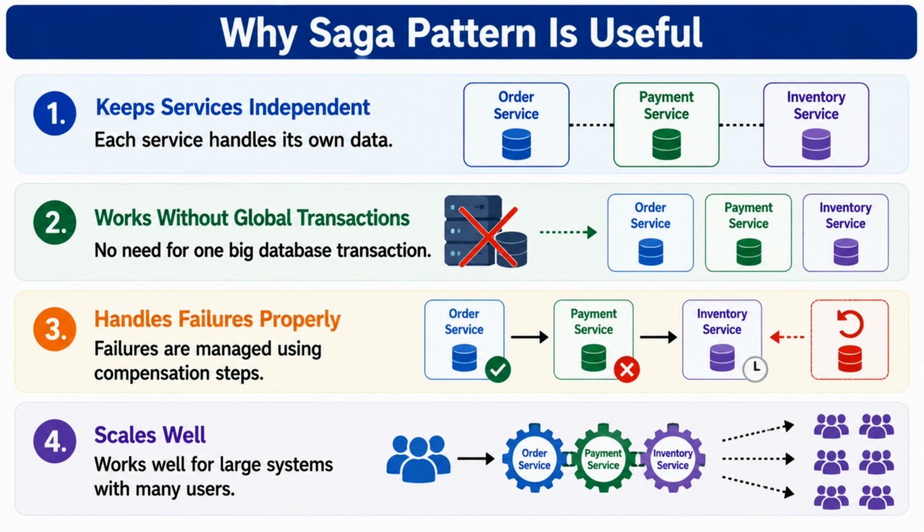Why the Saga pattern is useful? First point, keep services independent. Each service manages its own data and database. Services remain loosely coupled. Second point, works without global transactions. No need for one large database transaction across all services. This approach fits microservices architecture very well. Third point, handles failures properly. Failures are managed using compensation actions. The system can recover safely from errors. Fourth point, scales well. The Saga pattern works well for large distributed systems with many users.